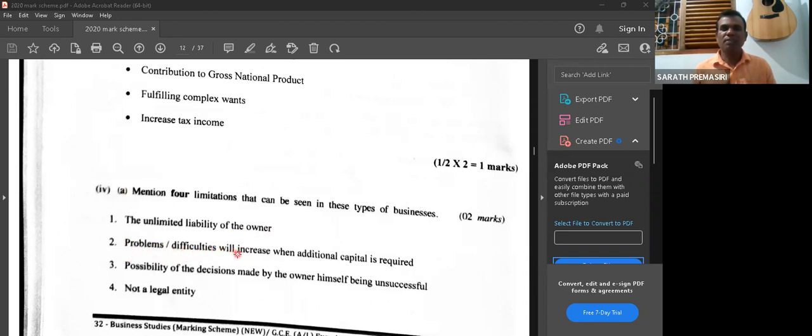Problems and difficulties will arise or increase when additional capital is required. Possibility of decisions made by the owner himself being unsuccessful. As a single person, he takes decisions, and sometimes an individual decision may be unsuccessful. Not a legal entity. This is not a legal entity.